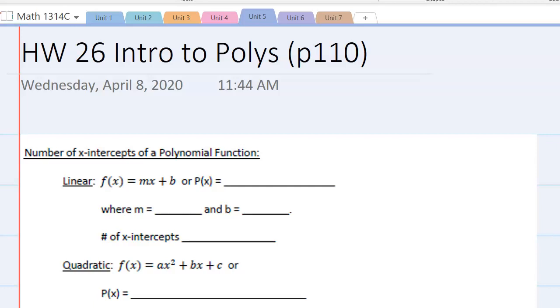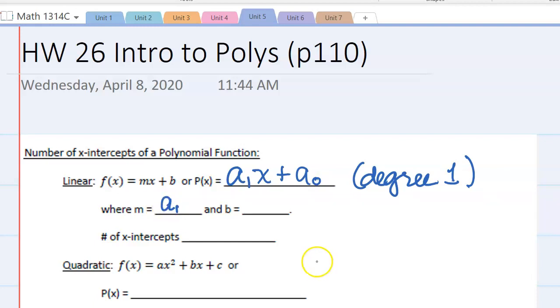The linear function is a polynomial function in which the degree of the polynomial is 1. We are used to seeing the linear function written in the form of f(x) = mx + b. As a polynomial, we can write it as p(x) = a_1 x + a_0. And we find that our slope m is equal to a_1 and b, our y-intercept, is equal to a_0.